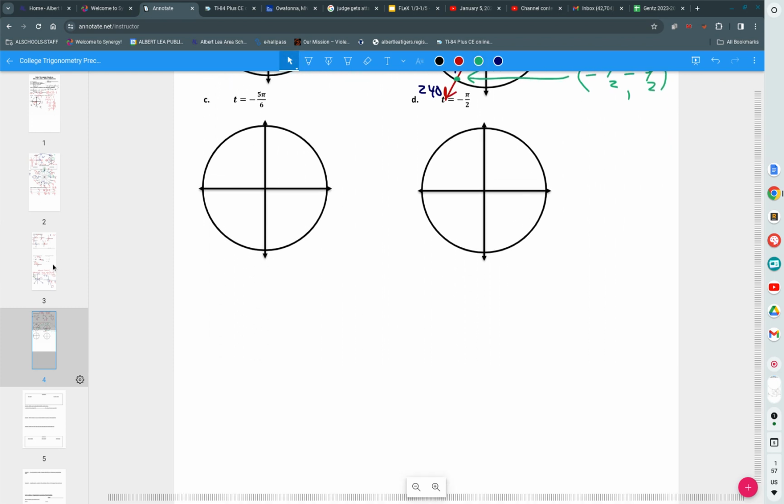Letter C says t is negative 5 pi over 6. Let's convert that to degrees. What is 5 pi over 6 in degrees? 150. Yep, so I have negative 150 degrees. If I went positive 150, I would be in the second quadrant. But it's not a positive 150, it is negative 150, so I am in the third quadrant.